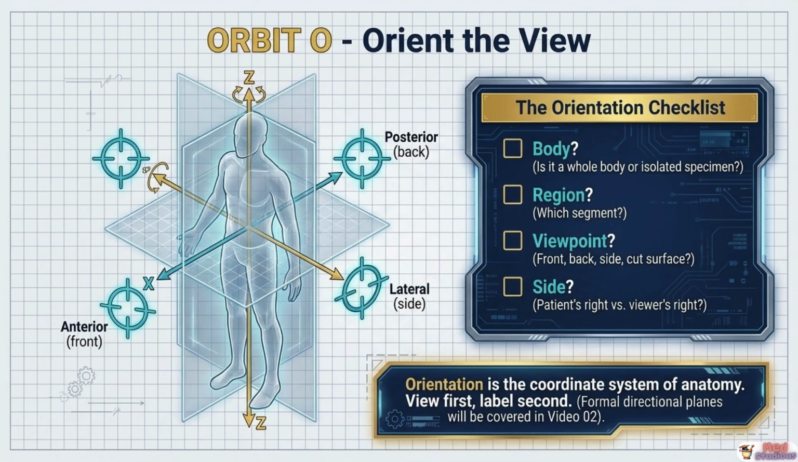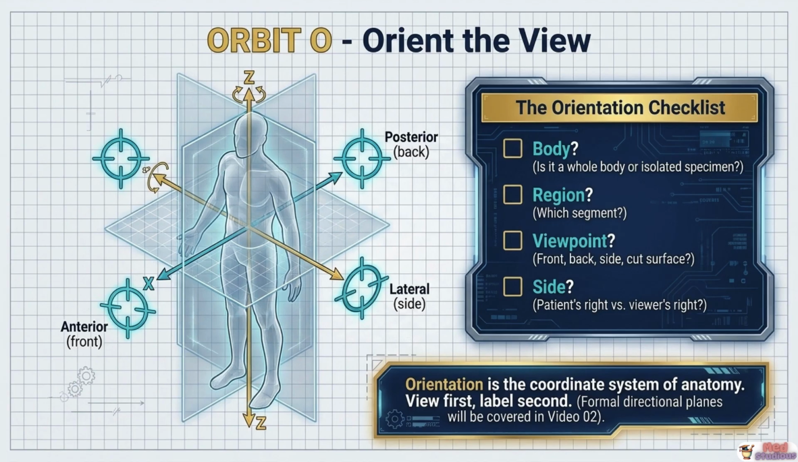Before identifying a structure, establish the coordinate system. What part of the body are you looking at? What side is shown? Are you viewing from the front, back, side, above, below, or a cut surface? Is this a surface view or a section? Many wrong answers begin because the learner skipped these questions.